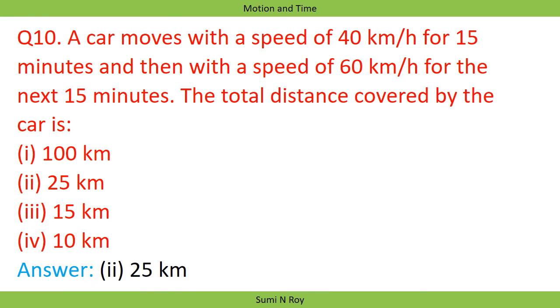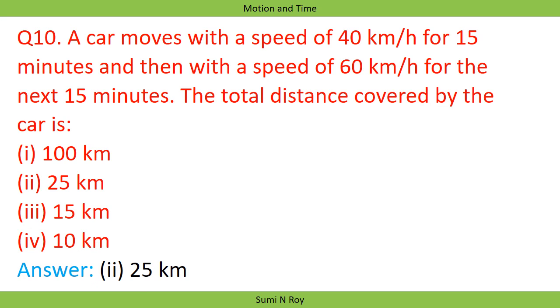The next question is also numerical. A car moves with a speed of 40 km per hour for 15 minutes and then with a speed of 60 km per hour for the next 15 minutes. The total distance covered by the car is. So we will divide this question into two cases.